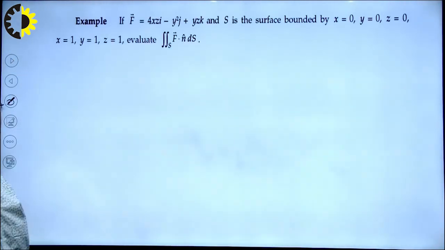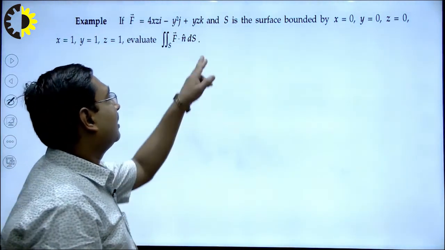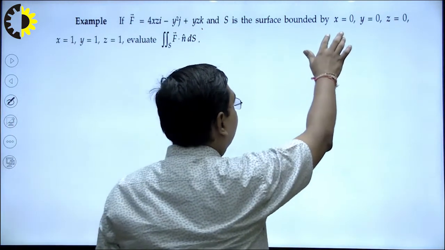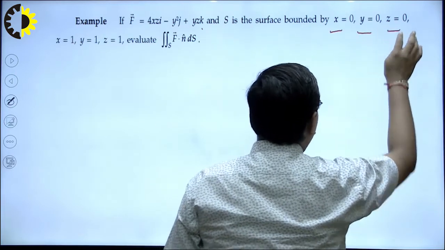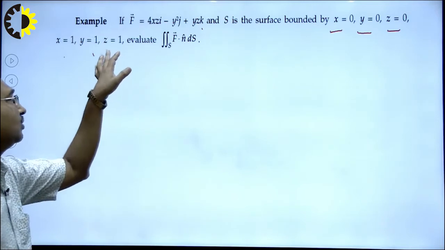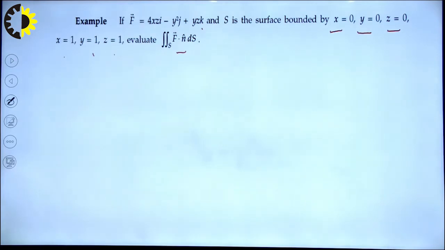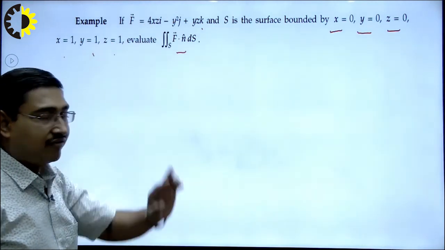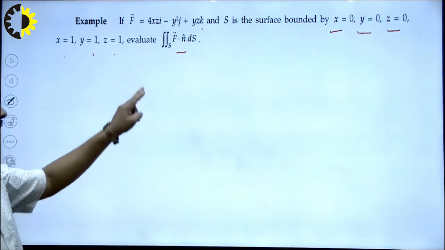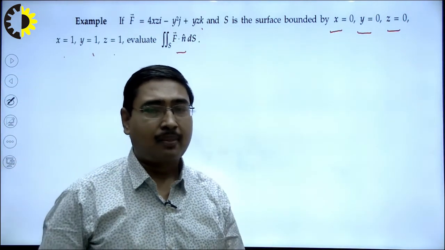The example says, if f equals 4xz i cap minus y square j cap plus yz k cap, and S is the surface bounded by x equal to 0, y equal to 0, z equal to 0, x equal to 1, y equal to 1, z equal to 1, evaluate the integral over S of f dot n cap ds. This function f is given. Surface S is also given, and we are required to find the integral over S of f dot n cap ds.